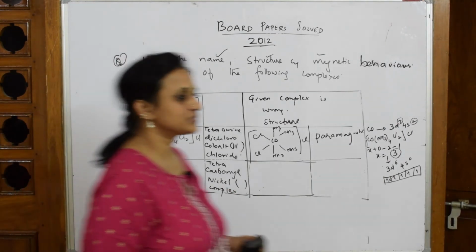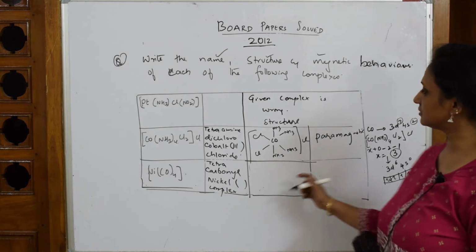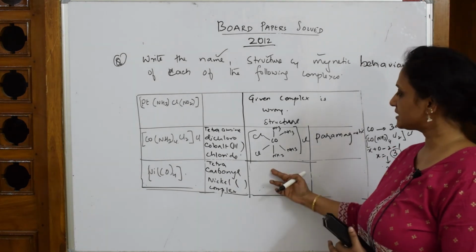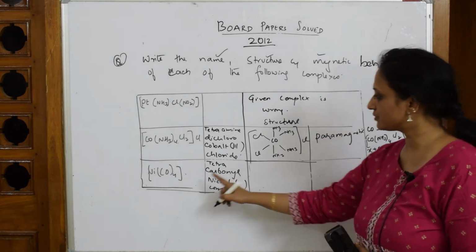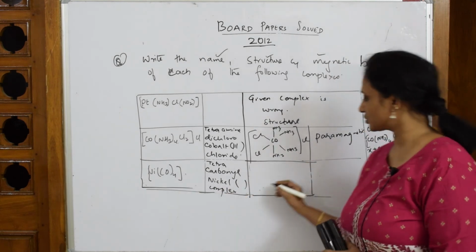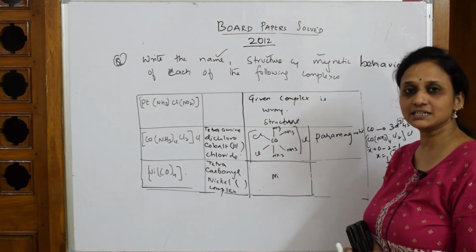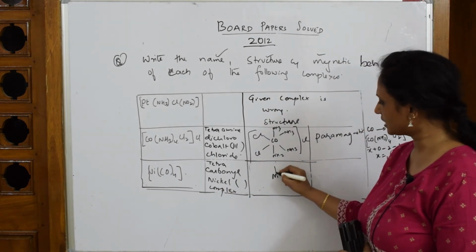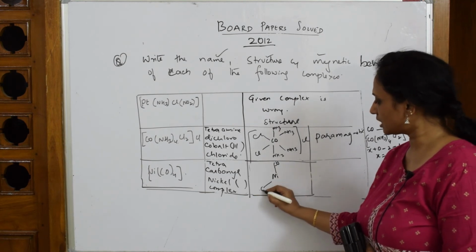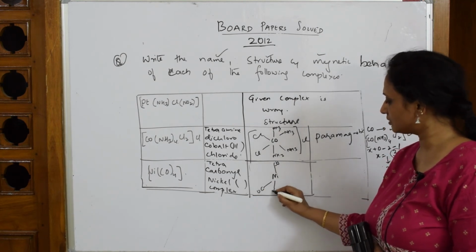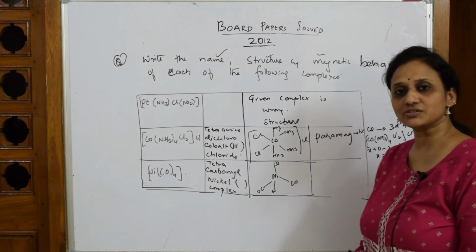We have written the name, isn't it? Now let's come back and write the oxidation state. But before writing the oxidation state, let us write the structure. How should we write? This is a tetrahedral structure and we are going to write nickel in the center. So the tetrahedral shape would be one carbonyl above, one more carbonyl here, one carbonyl here, and one more carbonyl. So this is your tetrahedral structure.